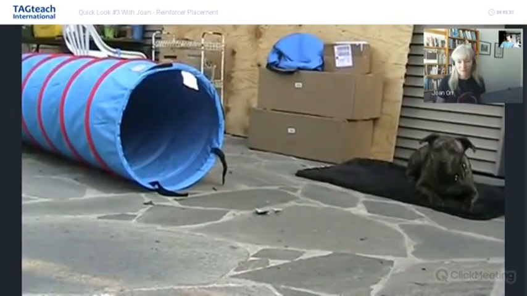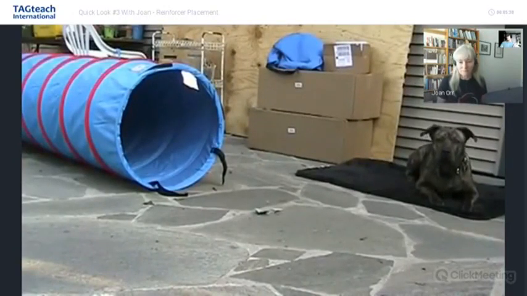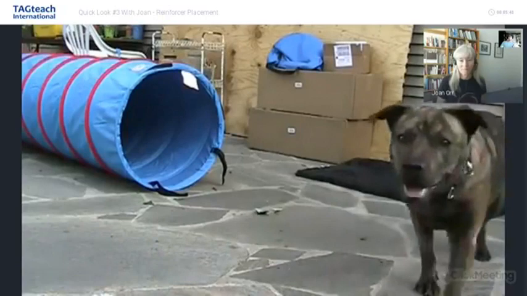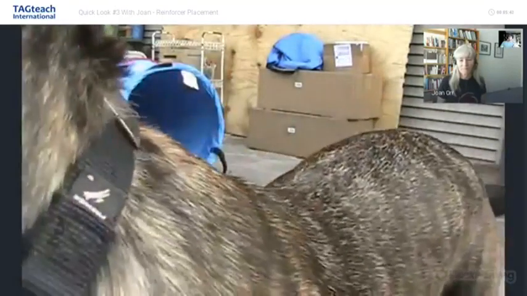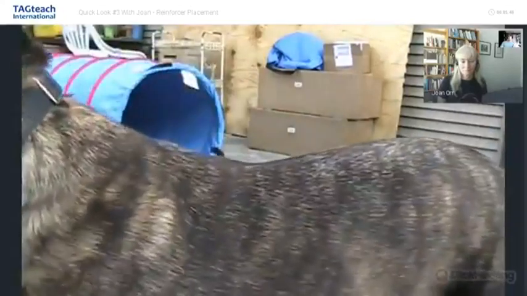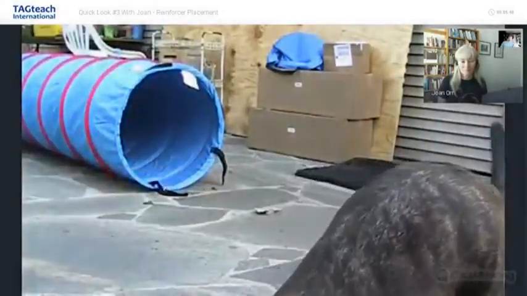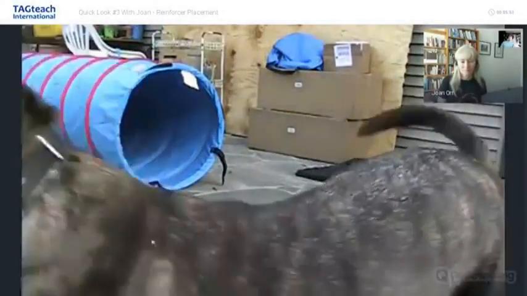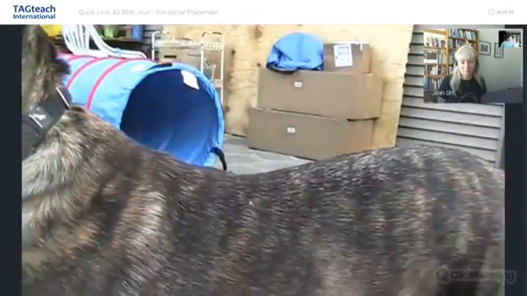Alrighty, I couldn't for the life of me make this tunnel smaller, so we're going to just try this, but the criteria is just going to be sticking her nose in. And you ready, Zoe? The criteria actually is just any looking or moving towards that tunnel whatsoever. Okay, Zoe.